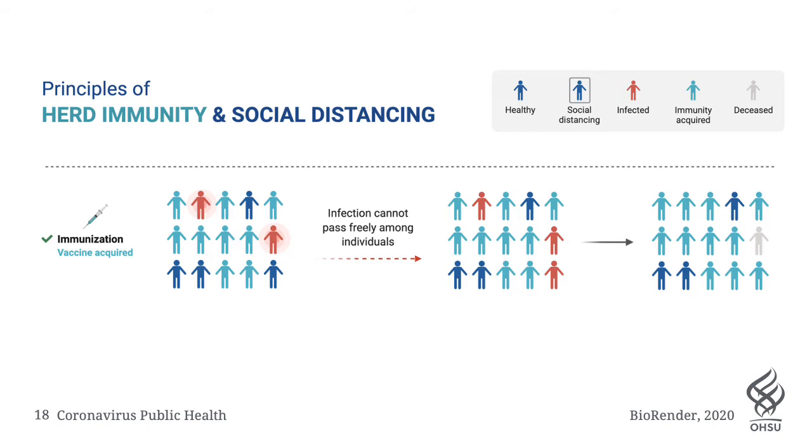Ultimately, developing a vaccine is going to have the best outcome on survival, but the practices of social distancing are still extremely important for slowing the spread of disease.